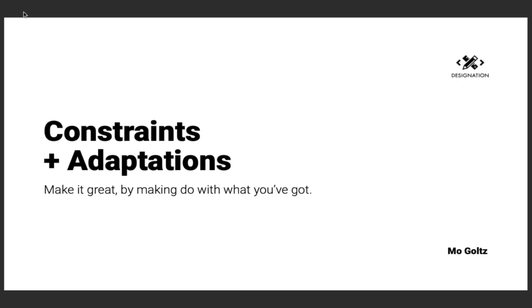This was back when they were designation. So it's the constraints that exist in design and in the world, and then how do you adapt to them? Make it great by making do with what you've got is the subtitle. And that's really what we're here to talk about. So why am I talking to you about this now?